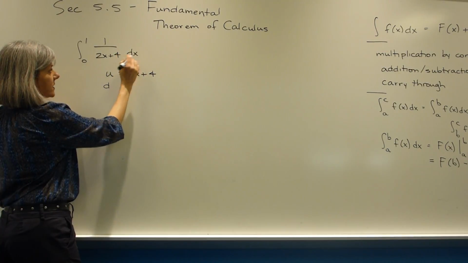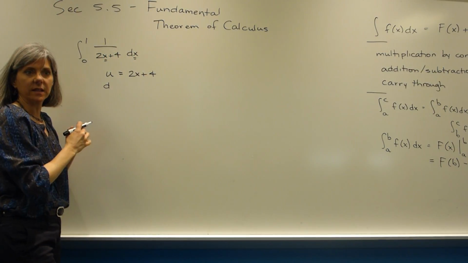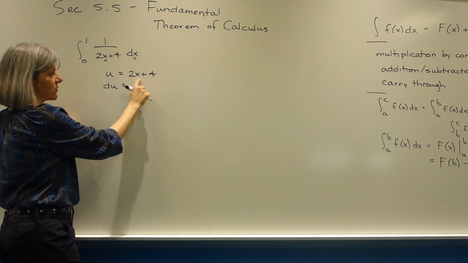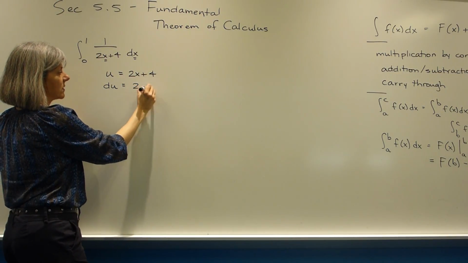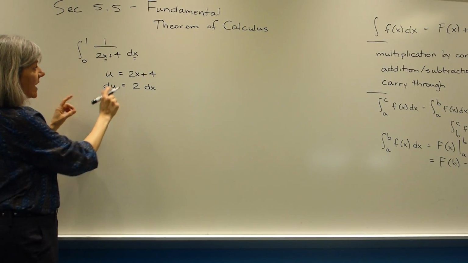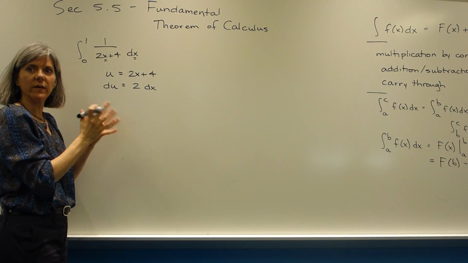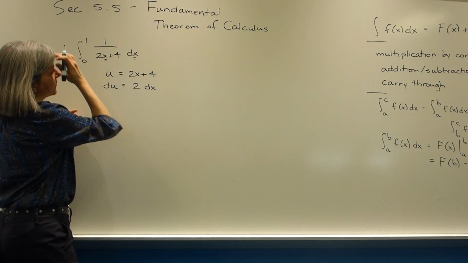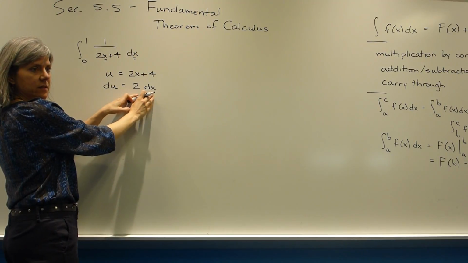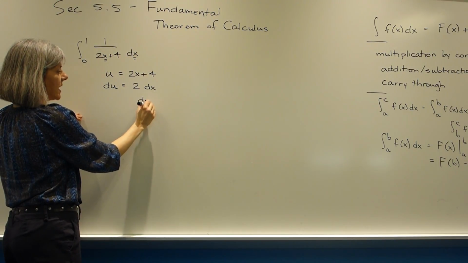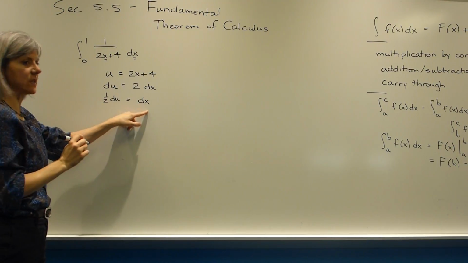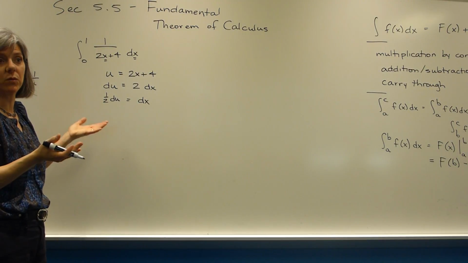That means, though, that I have to get rid of everything that had an x in it. So that means I need to get rid of the dx. So du will be the derivative of this, 2 dx. Okay, so now, do I have a 2 dx? I don't. So you have a couple of options here. You can put in the 2 and the 1/2. Or you can say, well, I have the dx, so I could just solve for dx alone by dividing both sides by 2, and that'd be a half du. So everywhere I have a dx, I put in a half du. That works too, so either way.